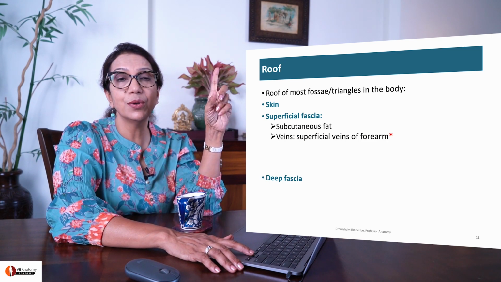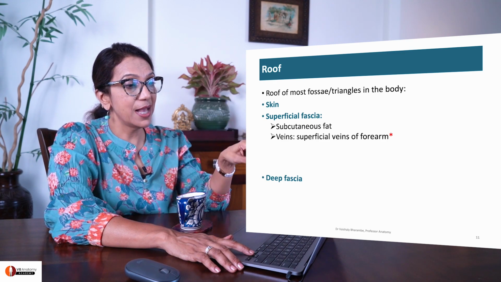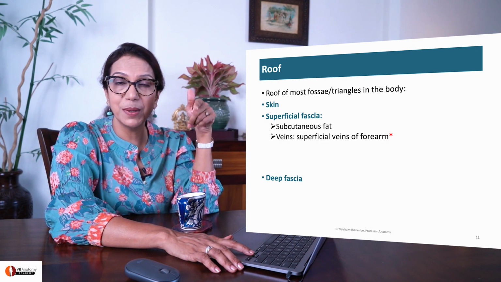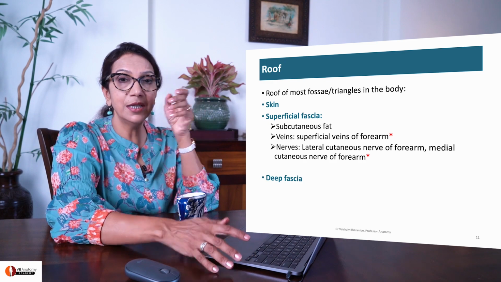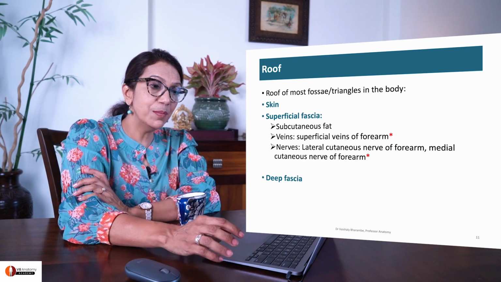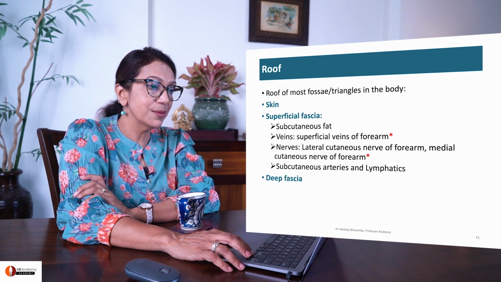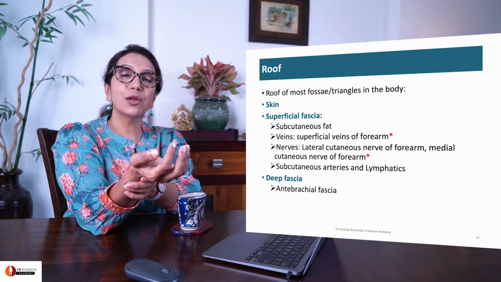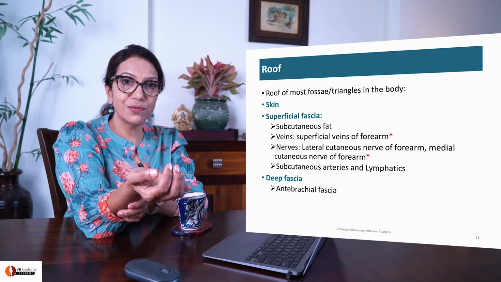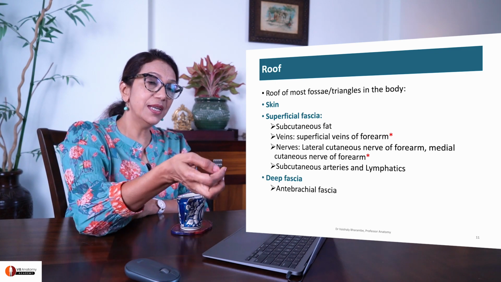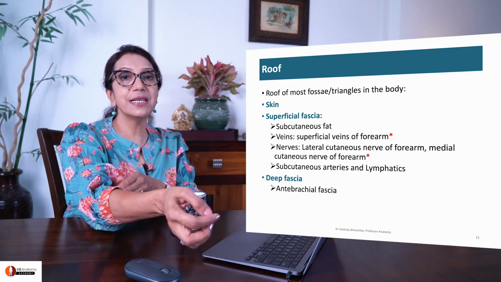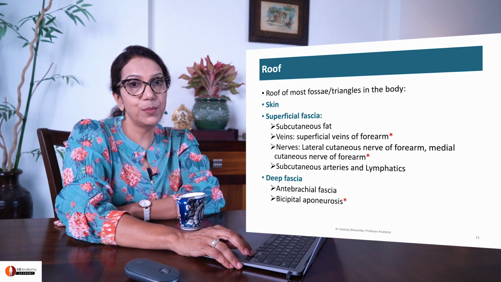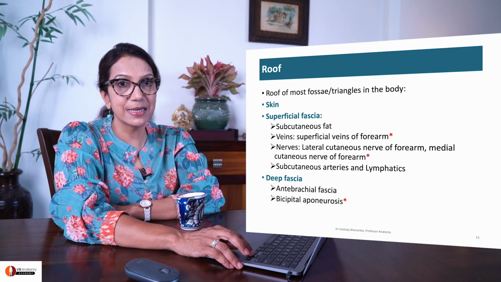However, the venous network is very important. There are asterisks put there because we will be discussing it here. The nerves present in the roof are also important and we'll be discussing those. In the deep fascia, the whole arm is enclosed by the antebrachial fascia of forearm, and it is further aided on the medial side by the bicipital aponeurosis, which again we will be discussing.